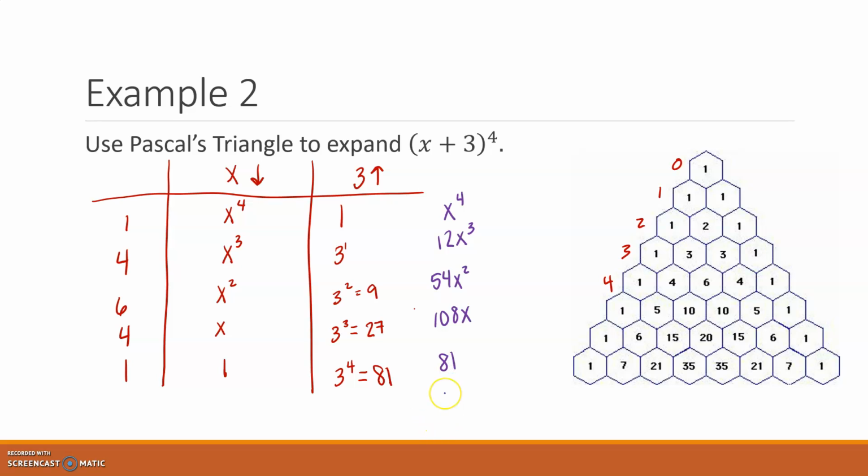So when I write this as a final polynomial, what am I going to get? x to the 4th plus 12x cubed plus 54x squared plus 108x plus 81. This would be my final answer.